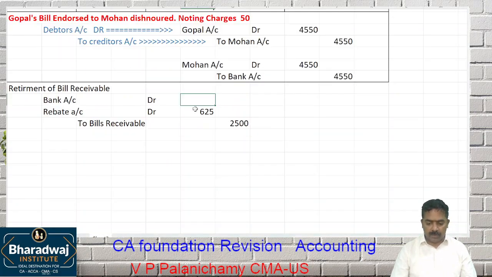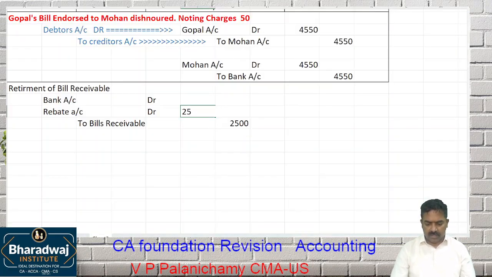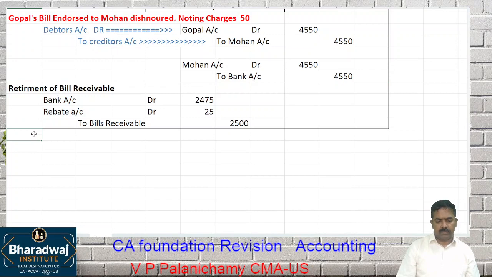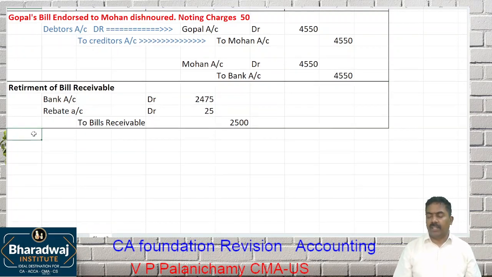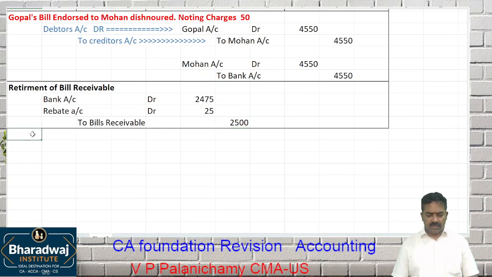25, oh, 25 rupees discount. 25 rupees discount. So balance 2,425. We are not paying money early. Someone else is paying money early to us. Done. Next.